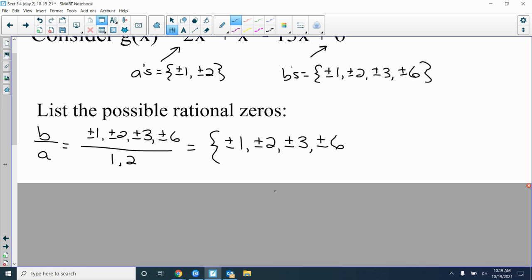Well, 1 divided by 2 is just a half. So I get plus or minus a half. What's 2 divided by 2? That's just what? We already have that. Don't list it again. Don't double up. 3 divided by 2, 3 halves. Do I have that one? Nope. And then what's 6 divided by 2? 3. Do I have that?